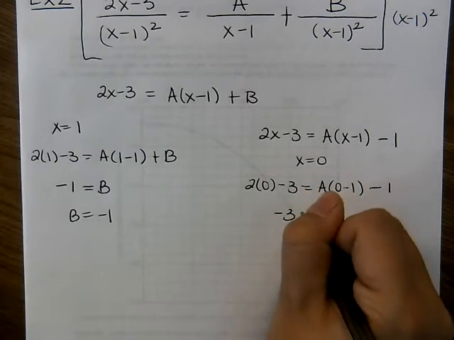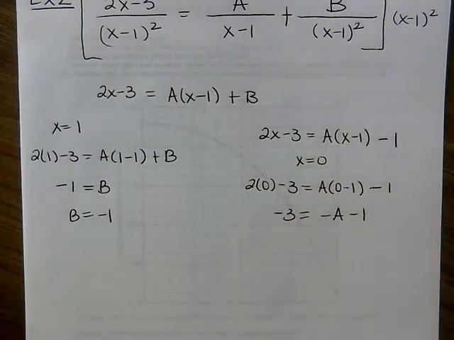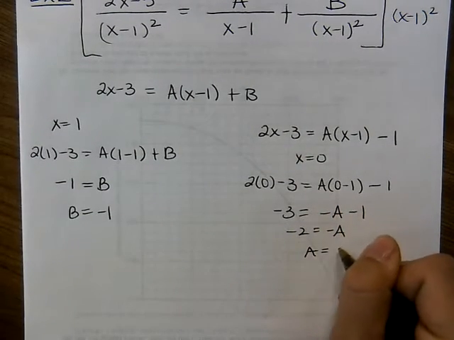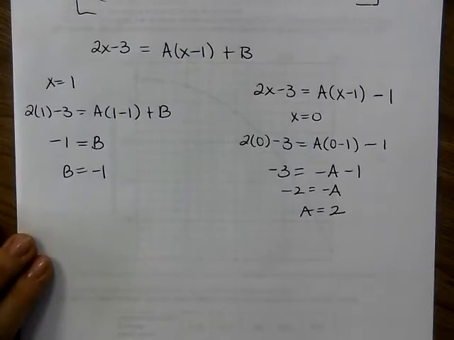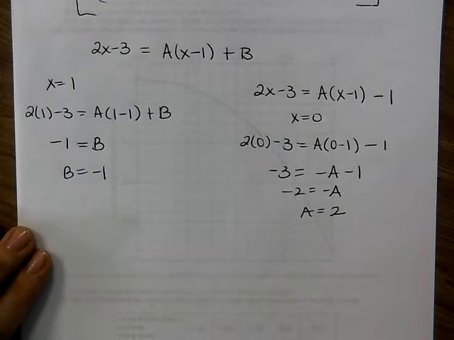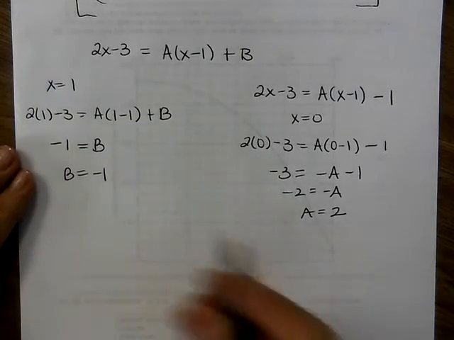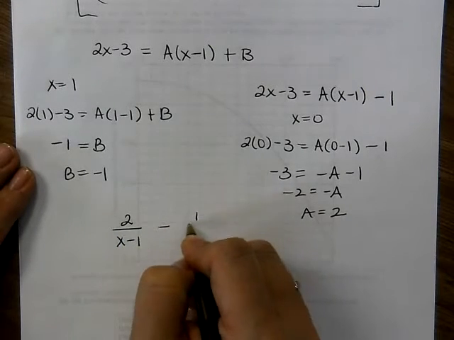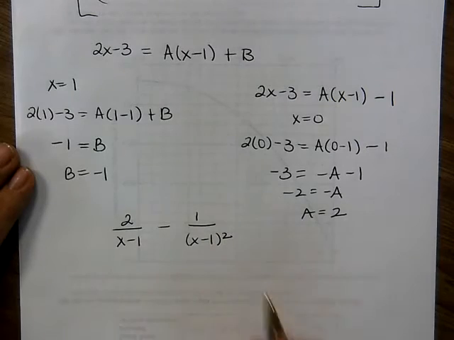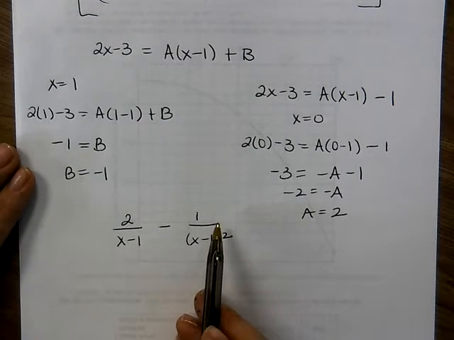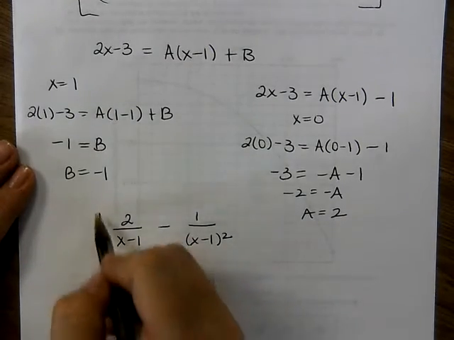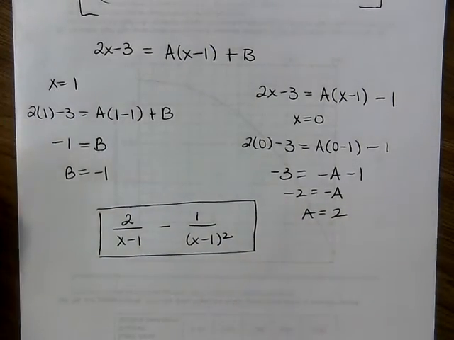Alright, so this is going to leave me with negative 3 equals negative A minus 1. Add the 1 and divide by a negative, and you should get that A equals 2. Now the only thing left we have to do is just plug it back in. So I have 2 over x minus 1, minus 1 over x minus 1 squared. Notice I do not write plus a negative. If you write that, you're getting marked down. And that's my answer.